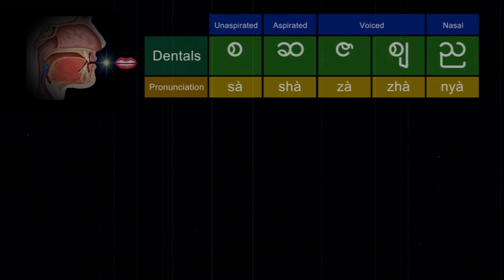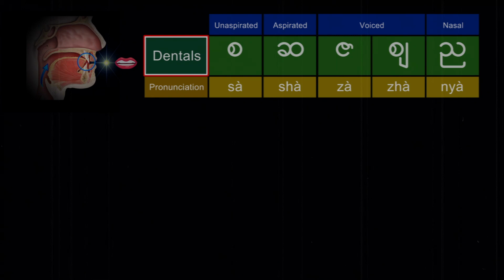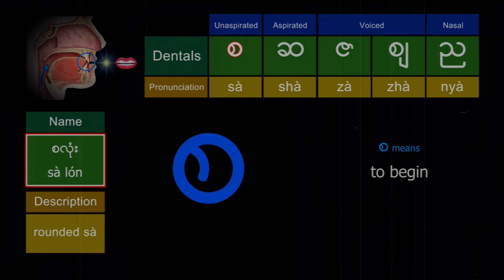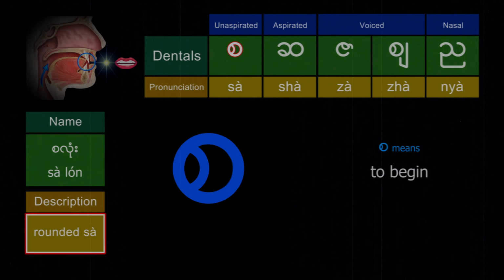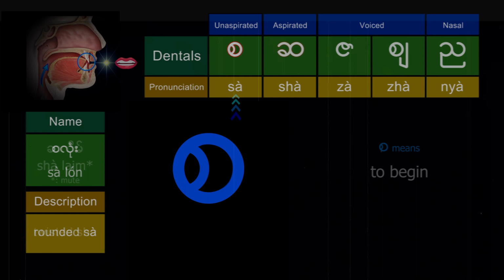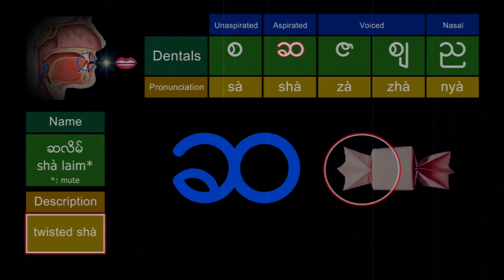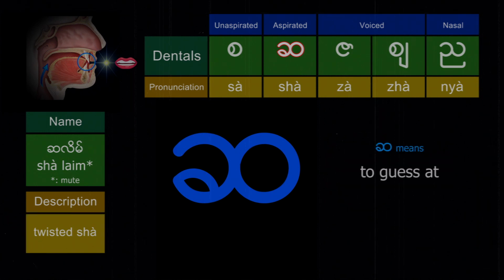Now, let's learn the alphabets that have dental sounds. The first letter in this second group is Sa Long, which means rounded Sa, and it gives Sa sound with a softer tone. The next one is Sa Ling, which means twisted Sa, and it is pronounced as Sa with a heavy tone.